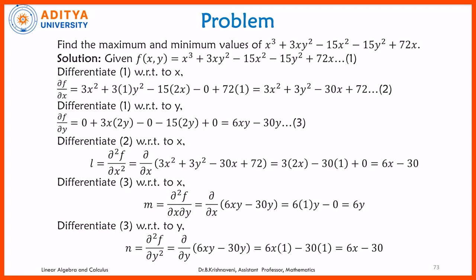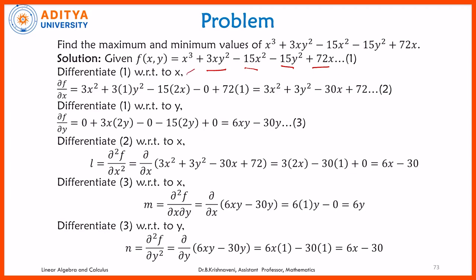Let us discuss the first question. Find the maximum and minimum values of x cube plus 3xy square minus 15x square minus 15y square plus 72x. So, given f(x,y) is x cube plus 3xy square minus 15x square minus 15y square plus 72x.